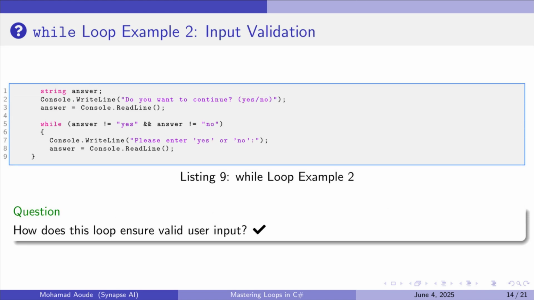A very common use of while loops is to validate user input. Here we keep asking until the user enters exactly yes or no. The condition answer != "yes" && answer != "no" means as long as the answer is neither yes nor no, repeat. Once the user types a valid response, the loop ends.